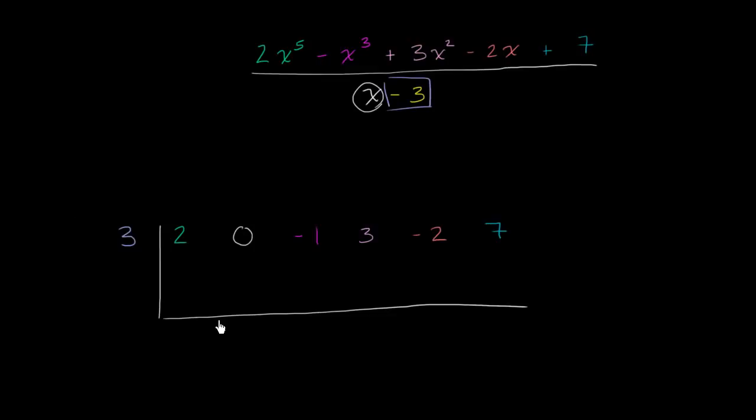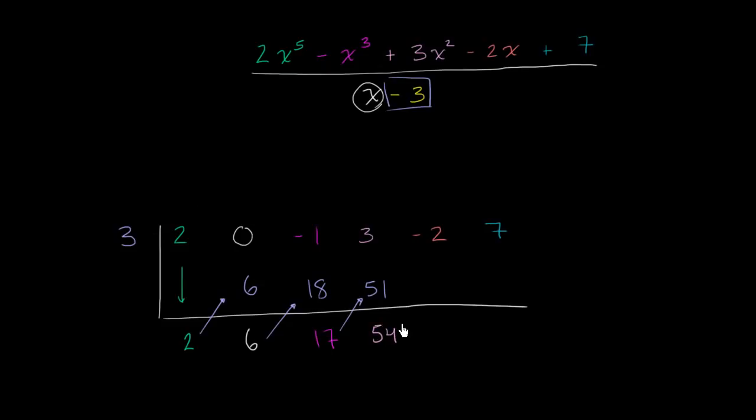So we'll bring down this 2, and then multiply the 2 times the 3. 2 times 3 gives us 6. 0 plus 6 is 6. And then we multiply that times the 3, and we get positive 18. Negative 1 plus 18 is 17. Multiply that times the 3. 17 times 3 is 51. 3 plus 51 is 54.